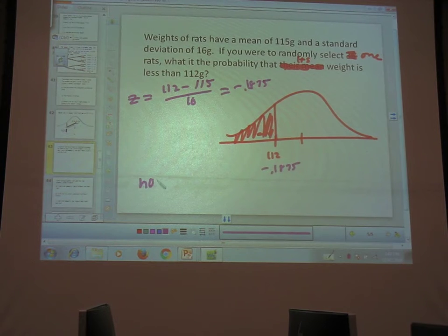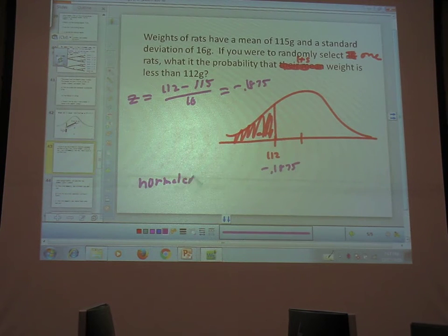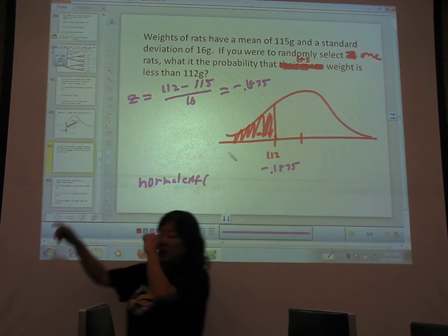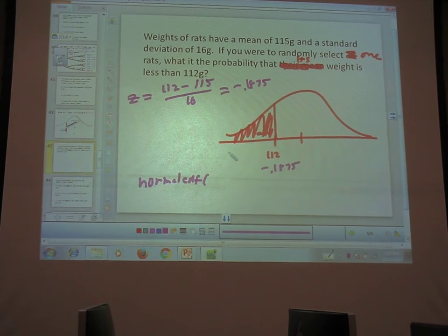And so you want to find that area. You do normal CDF of what's my left area? What's the left z-score of this area here? Negative 999. Yeah, negative 999. So check yourself and make sure you got it. Negative 999, comma, negative 0.1875. What did you guys get?